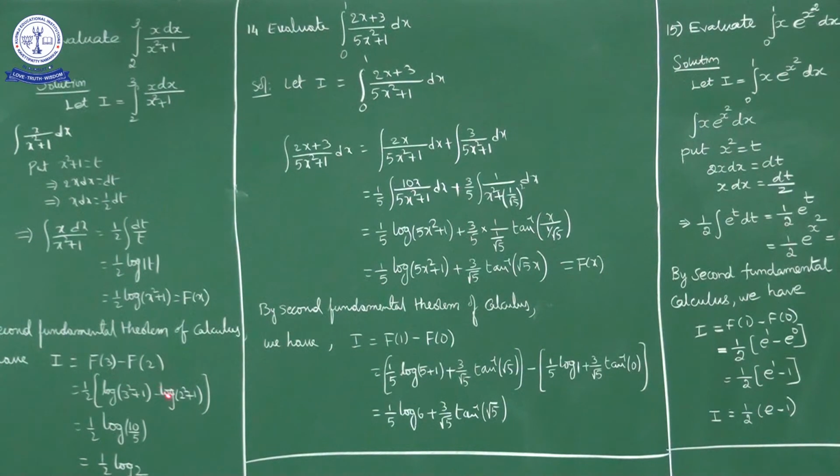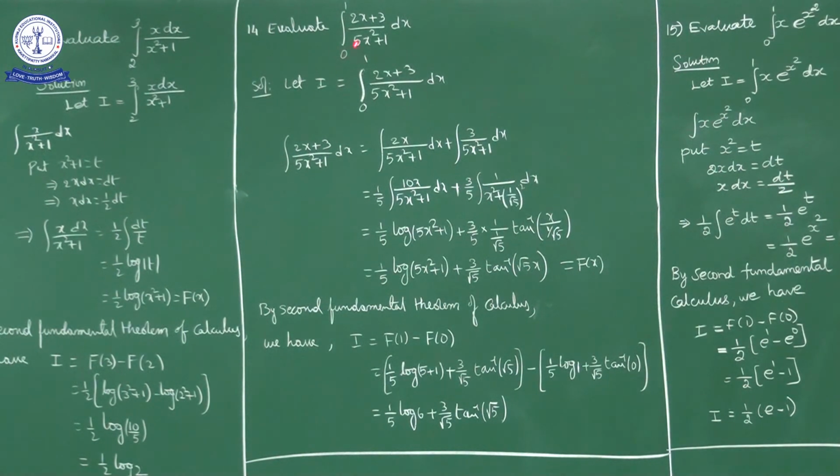Log 10 minus log of 4 plus 1, 5. So log 10 minus log 5. So log a minus log b is log a by b. So log 10 minus log 5 is log 10 by 5. So 10 by 5 is nothing but 2. So the final answer is 1 by 2 log 2. Okay. Next question.